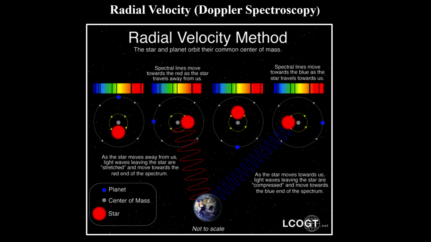Spectroscopy shows this change in color from a star as it moves towards or away from Earth as it orbits the center of mass of the star-planet system. This method enables calculation of the mass and the orbital period of an exoplanet.